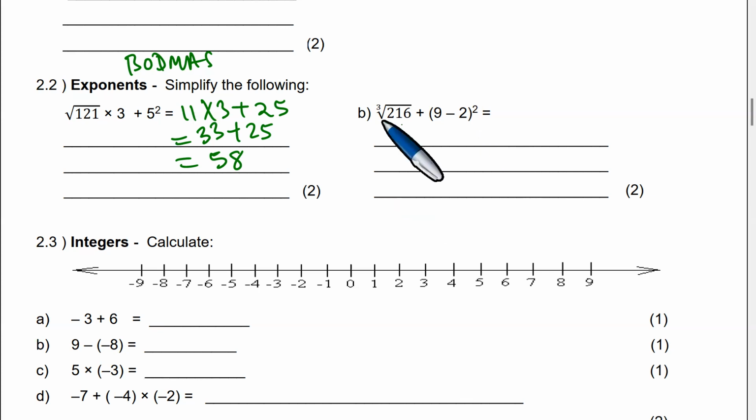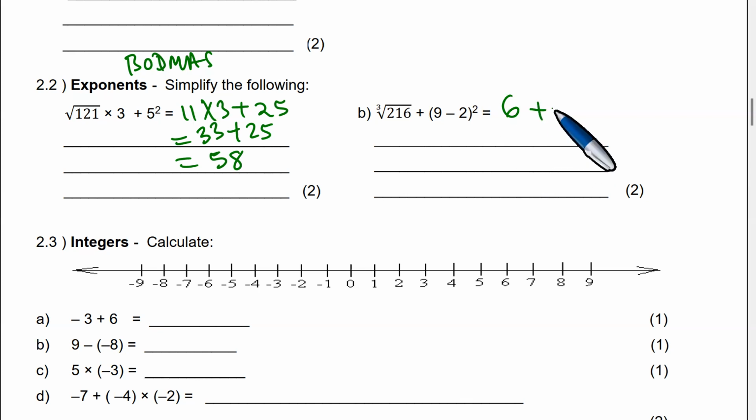What is the cube root of 216? 72. Okay. Need to check that one. Can you check the cube root? Your cube root has a mistake. The cube root of 216. Isn't it? It is 6.